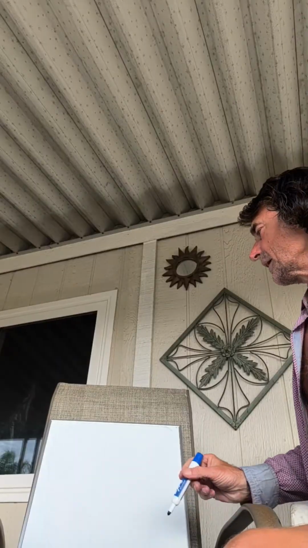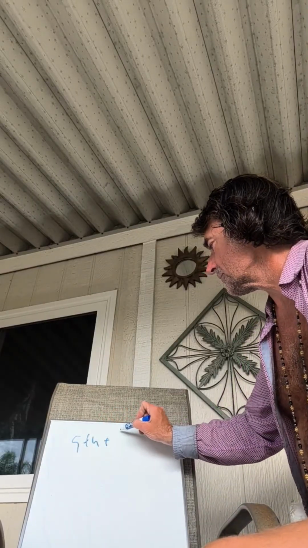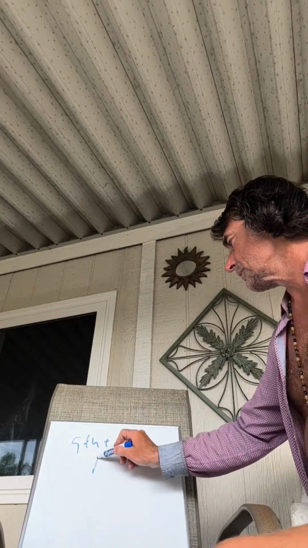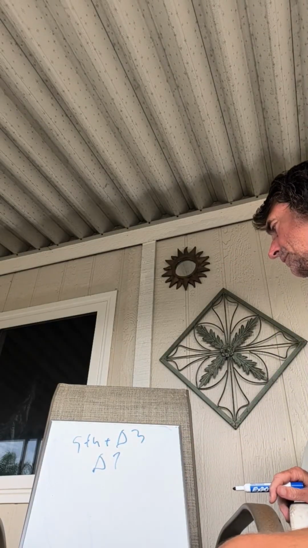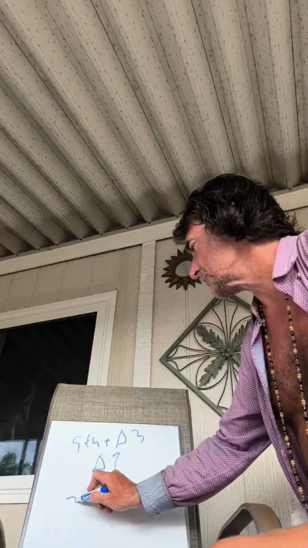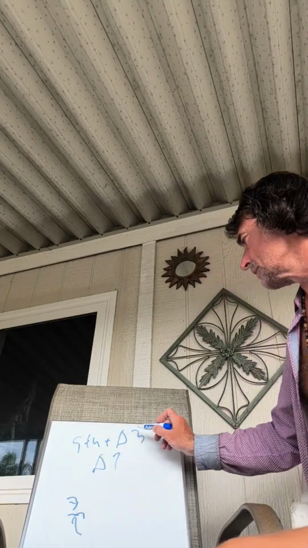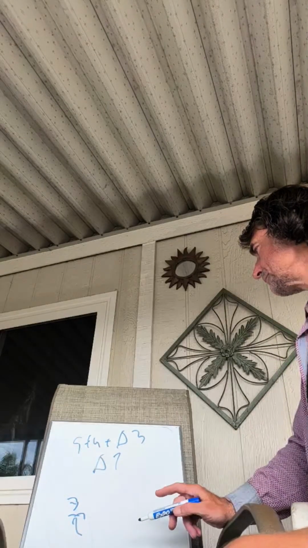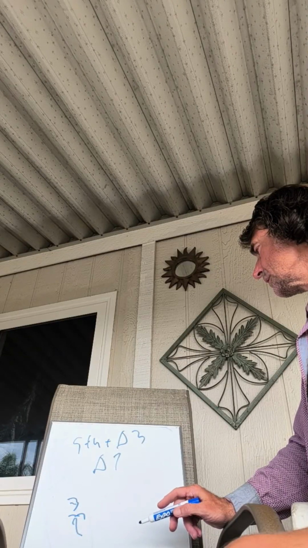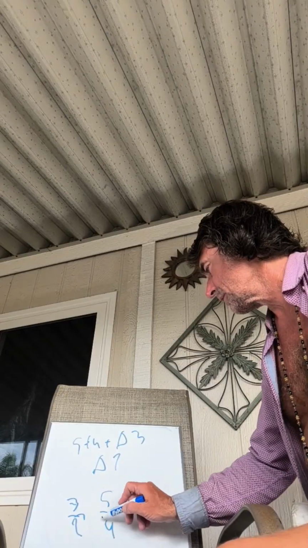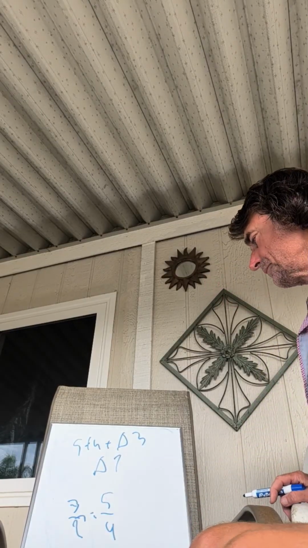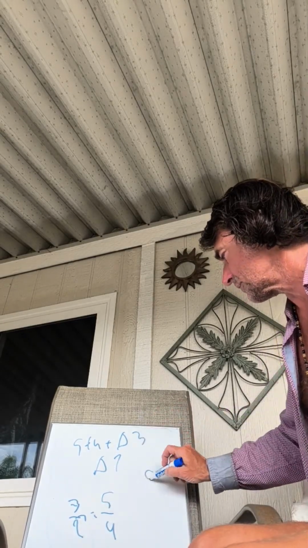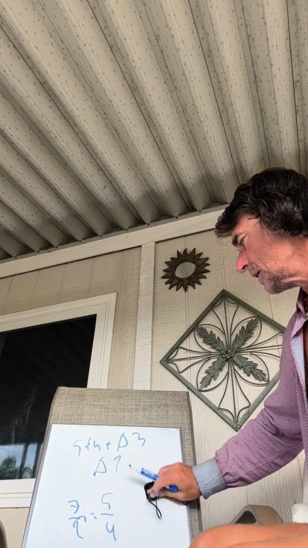Let's add intervals. What's a fifth plus major third? Triangle up means major. Well, intuitively, that's a major seventh. Let's figure that out mathematically. A fifth is 3 over 2. A major third is 5 fourths. And that just is, you can check it out. And then 6 fifths is a minor third. So let's see what that ratio is.